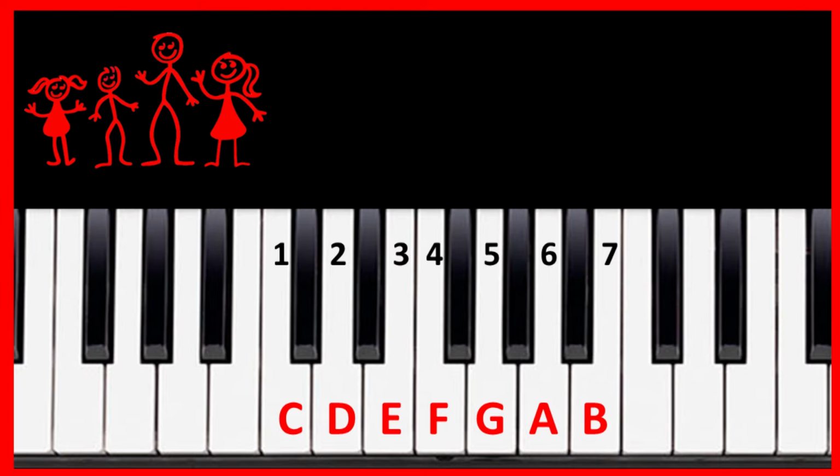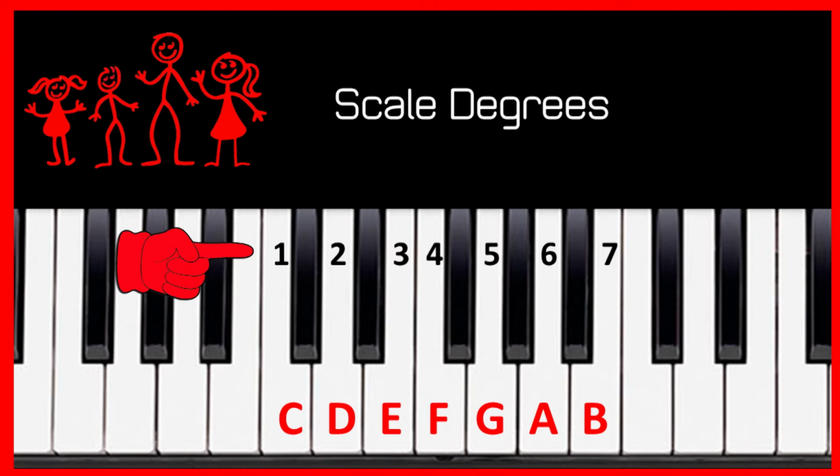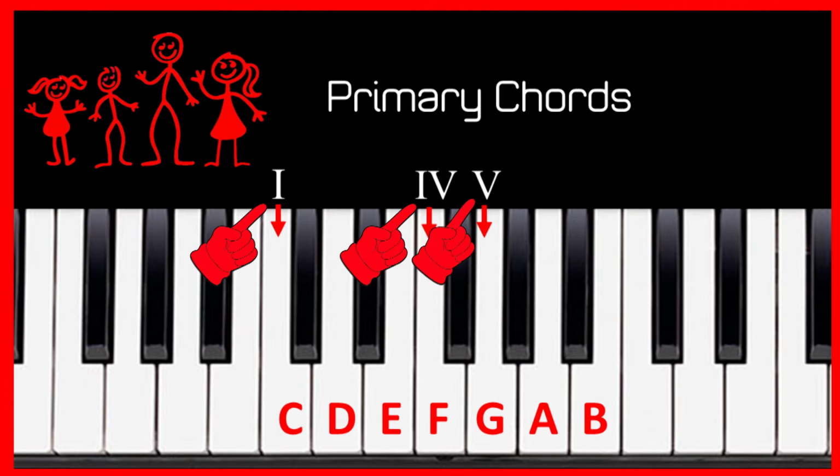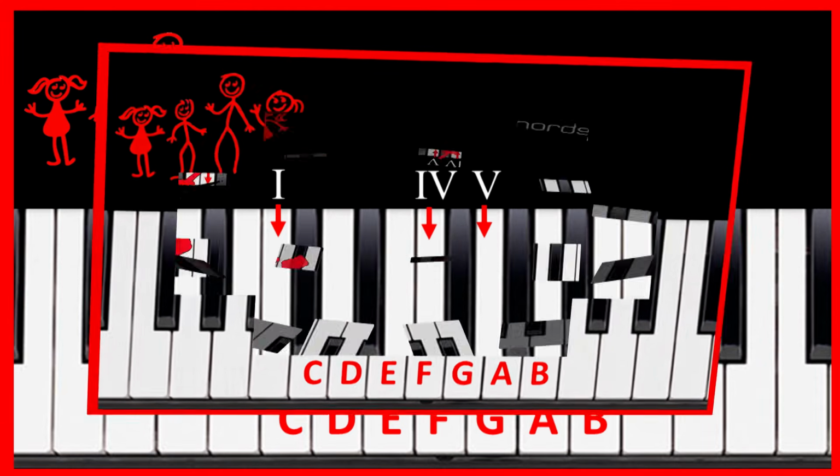We've learned that the notes of the scale are identified by numbers 1 to 7, called scale degrees. And in music, those numbers are written as Roman numerals. We've also learned that the three most important chords in any scale are the 1, the 4, and the 5. The three major chords, which we call the primary chords. Today, we're going to give those three primary chords new names.